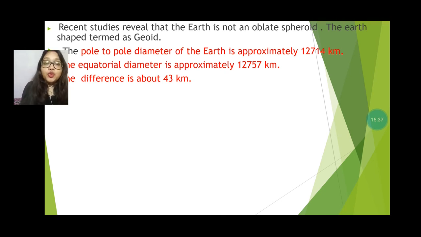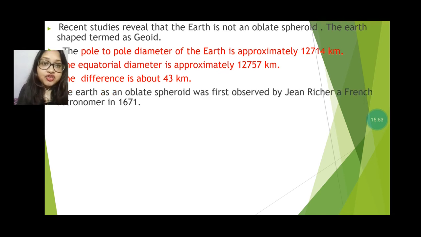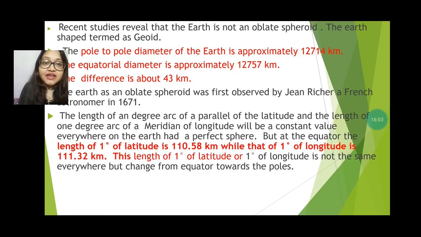The pole to pole diameter of the Earth is approximately 12,714 kilometers, and the equatorial diameter is approximately 12,757 kilometers, and the difference between the poles and equator is 43 kilometers. The Earth as an oblate spheroid was first observed by Jean Richer, a French astronomer, in 1671.